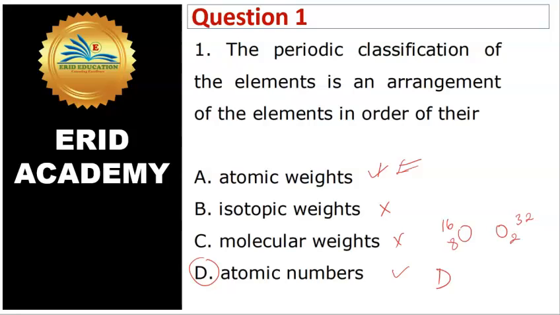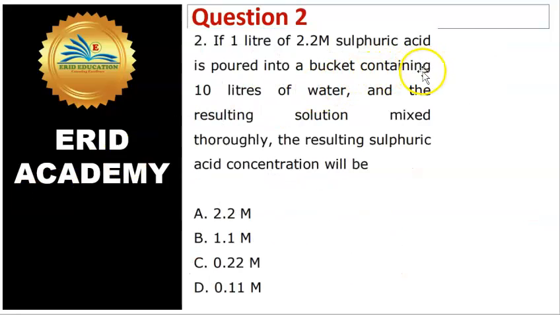Number 2, quickly. If 1 liter of 2.2 mole sulfuric acid is poured into a bucket containing 10 liters of water and the resulting solution mixed thoroughly, the resulting sulfuric acid concentration will be what? This particular question is based on what we call the principle of mixture, or dilution principle, or dilution factor.